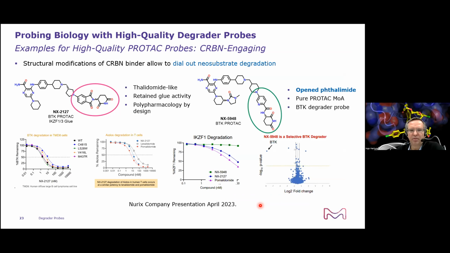So, as I promised, some structures. I'm starting here with the Nurix BTK case because it's a nice example to show what we as a field are now able to do. With cereblon engagement, everybody is aware that when you're engaging cereblon, there's potential neosubstrate degradation coming for free on top. But based on what type of cereblon engager you're choosing, the traditional thalidomide or this open phthalimide as an example, you can dial in or dial out neosubstrate activity.